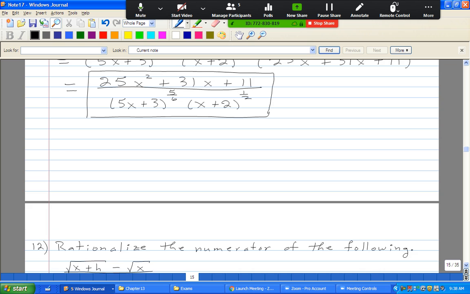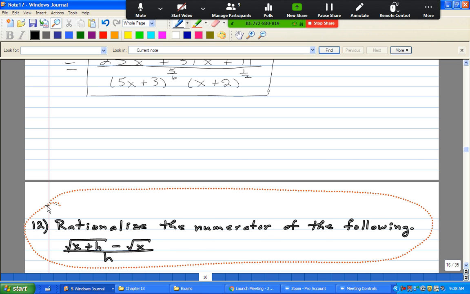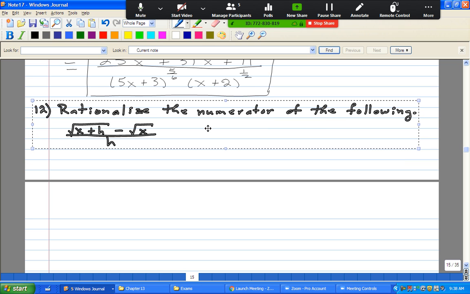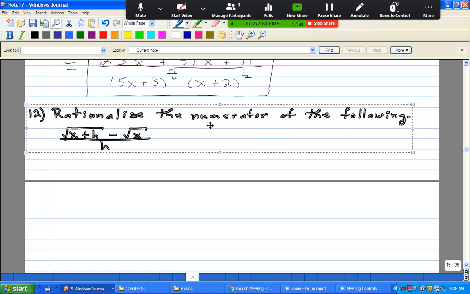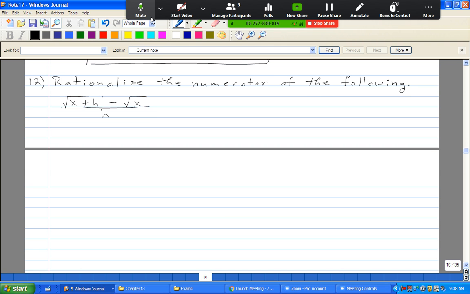Okay. Let me do problem number 12. Rationalize the numerator of the following. And so I want to get rid of the radical in the numerator. To do that, let me multiply and divide by the conjugate of the numerator, rad x plus h plus rad x. So let's multiply and divide by that.